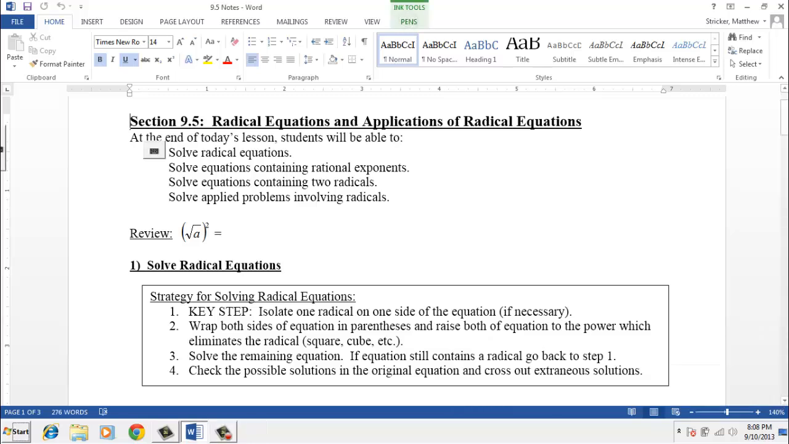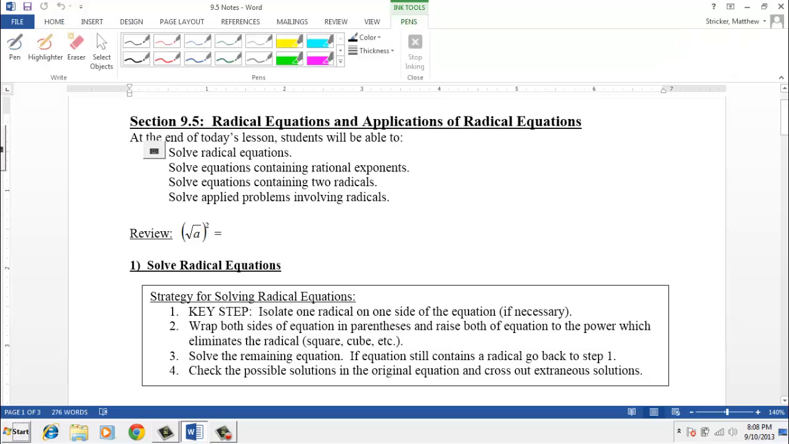So this video covers section 9.5 from your text, and we are going to be talking in this section about two main concepts. The first is how do we solve equations that have square roots and cube roots and things like that in them. And then once we learn how to do that, we are then going to apply that skill to solving some application problems that involve square roots and so forth, or radicals.